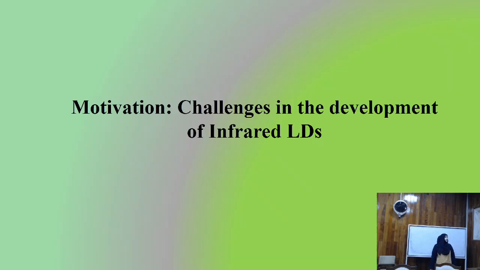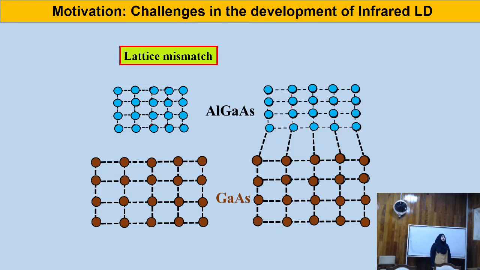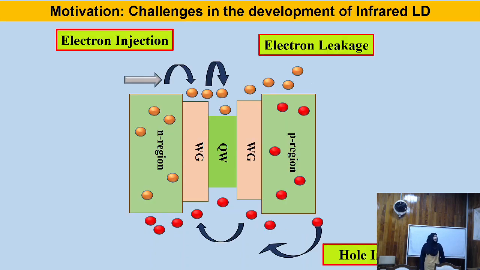So next we have the challenges that we have to tackle in the development of infrared laser diodes. First of all, we have lattice mismatch. Some materials have one lattice constant, others have a different one. If we have to develop a layer of one material on another, we have to minimize this lattice mismatch. So this is the first challenge that we have to tackle.